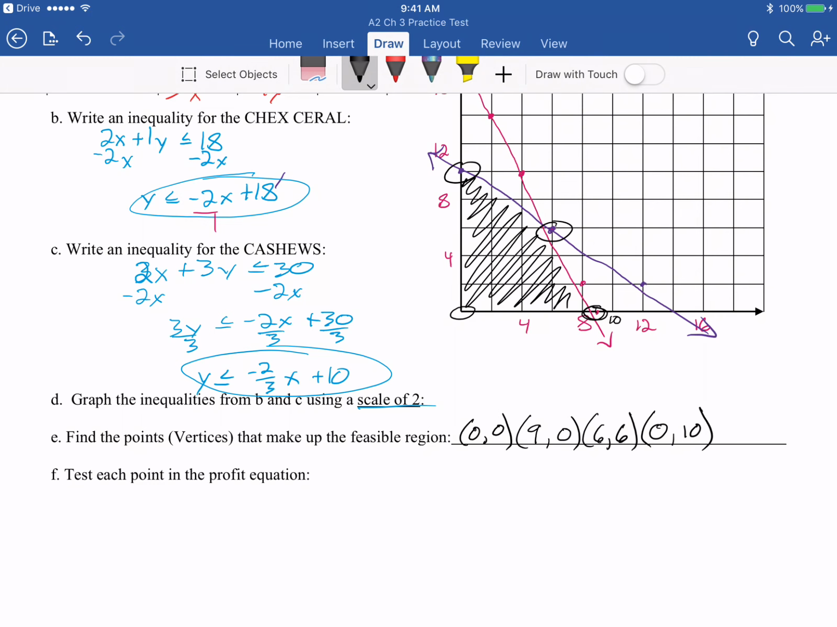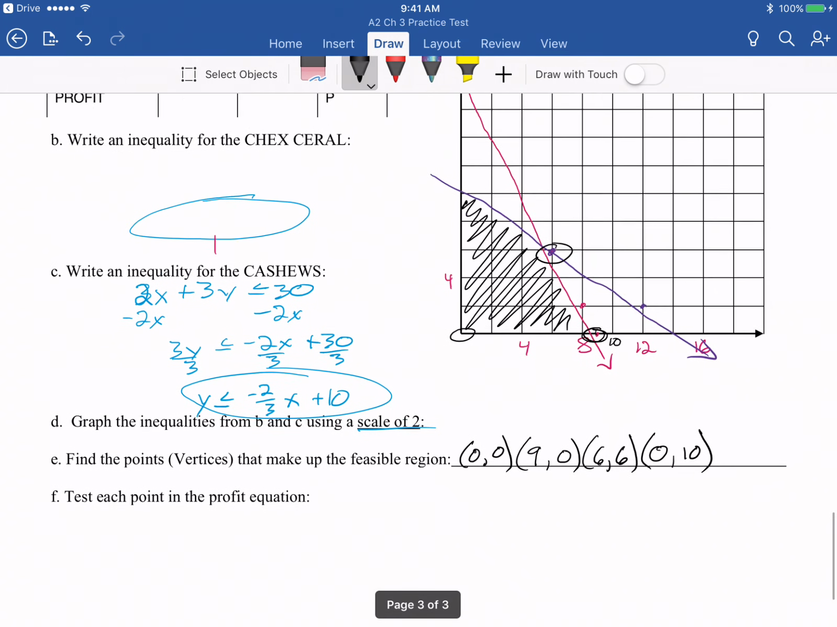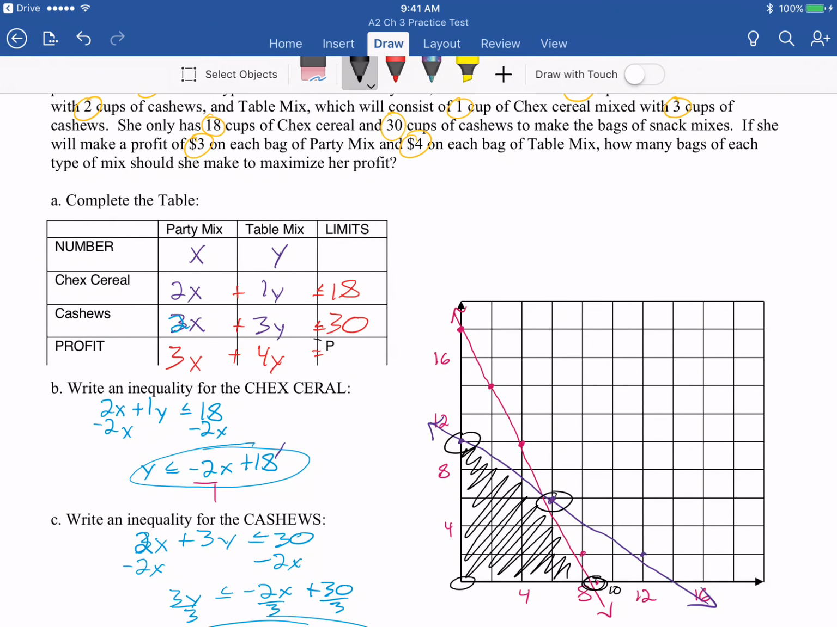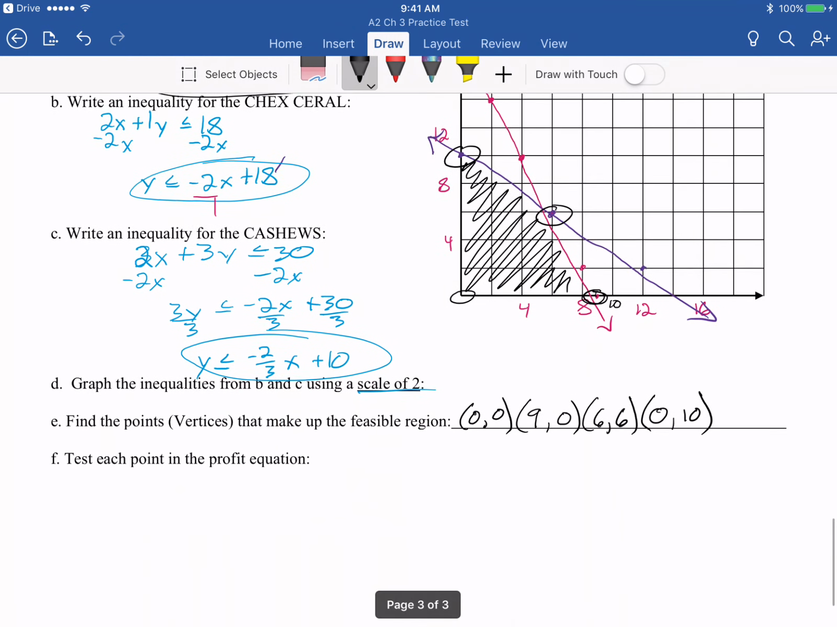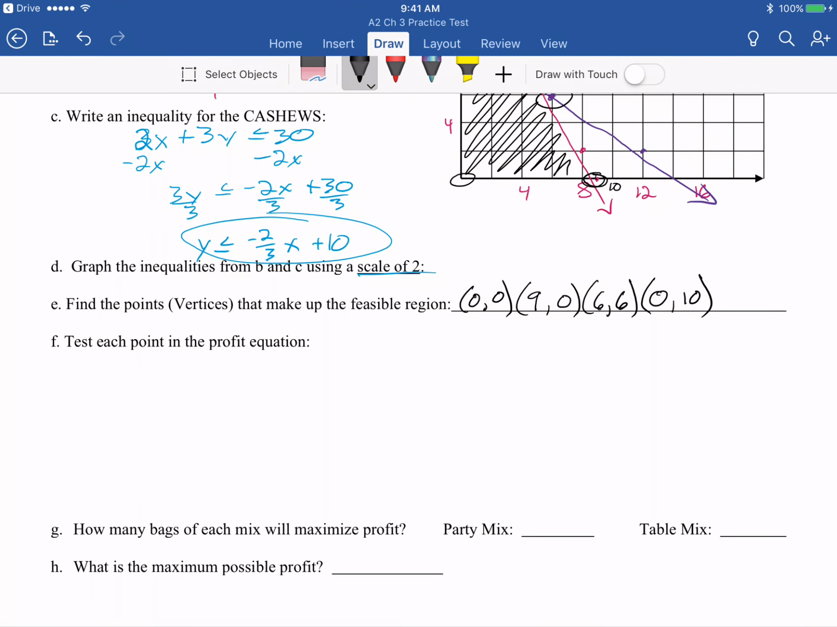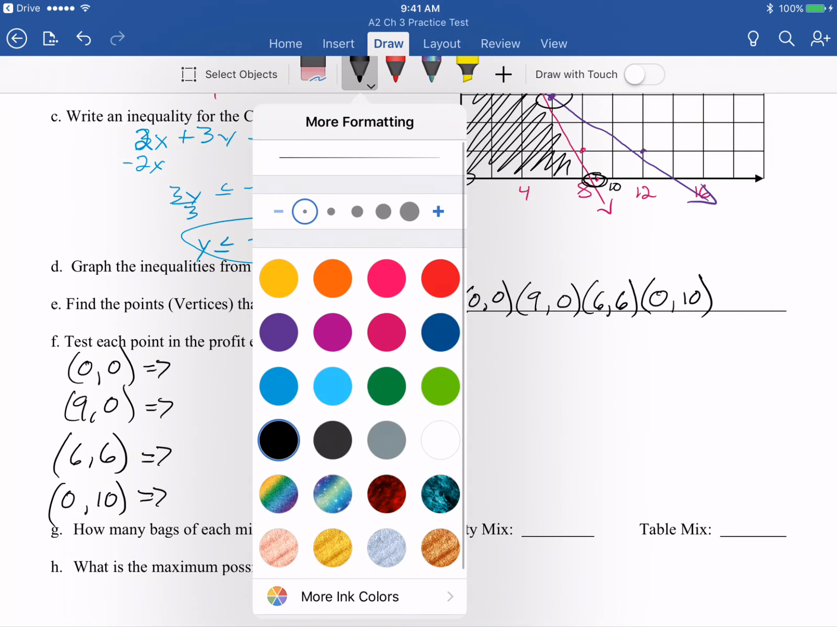Right? Awesome. So now it asks me to test those in the profit equation. My profit equation up here is 3x plus 4y. So I have 0, 0, 9, 0, 6, 6, and 0, 10. All right, test these guys in. I go through and find out which one gives me my maximum profit so I can find out how many bags of each I should make.